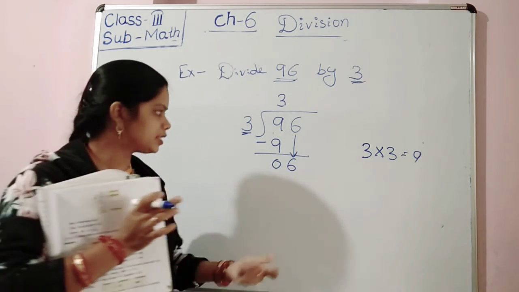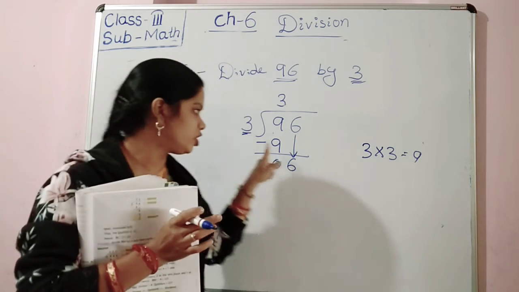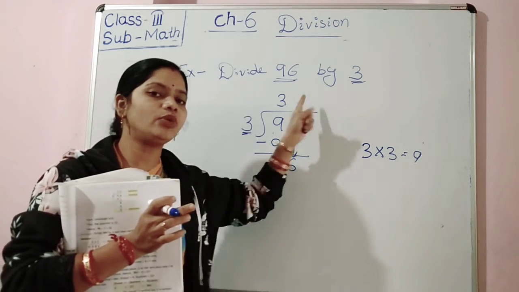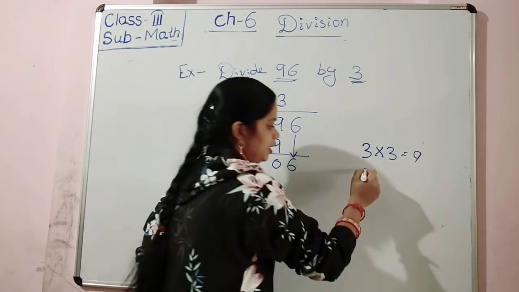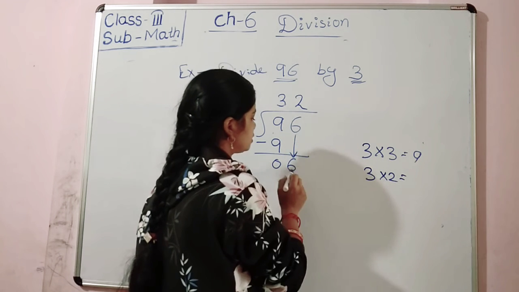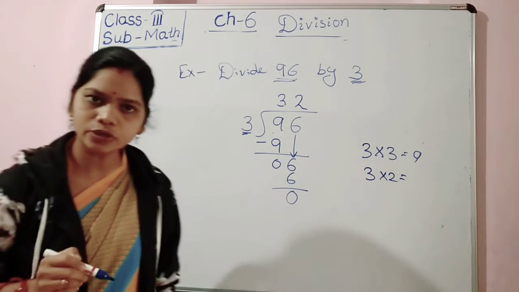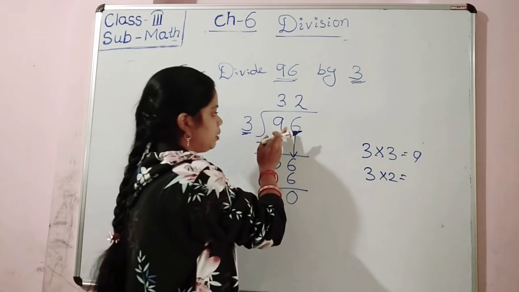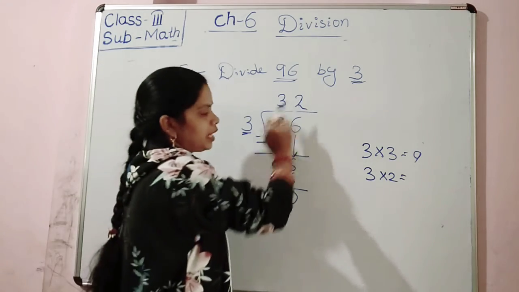In the next step we count again. You read the multiples of 3. How many times is 3 going into 6? Yes, 3 2s are 6. So 3 2s are 6. 6 minus 6 is 0. Have all of you understood? When we divide 96 by 3, the answer is 32.